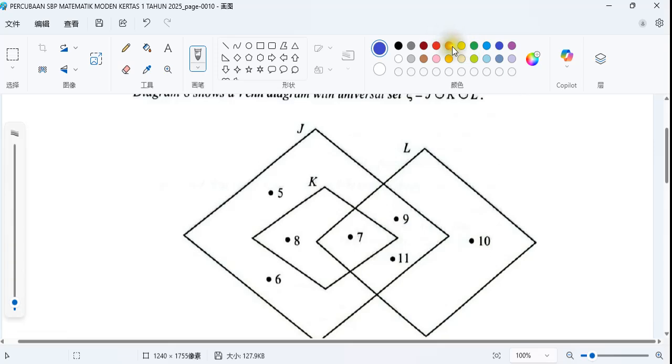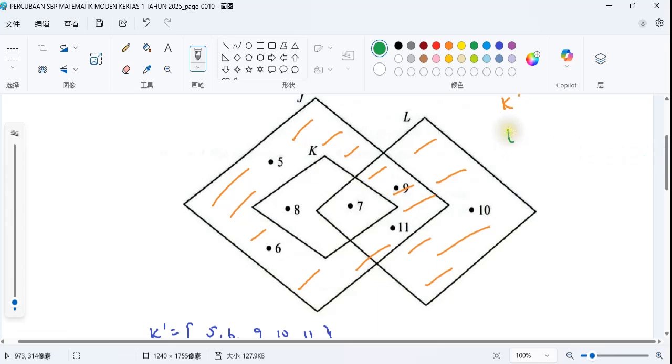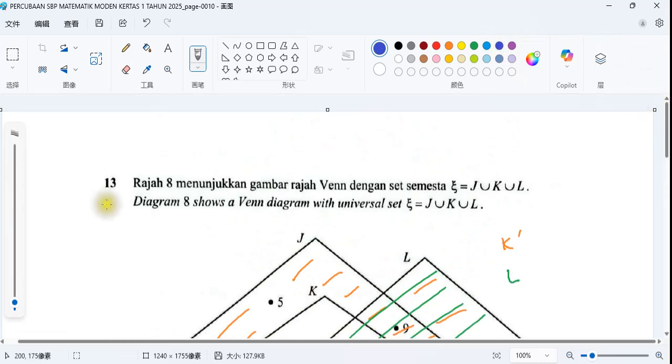Okay, outside of K will be this. So this is outside of K, so this is K prime. And we have L. L is this. Okay, so outside of K union with L will be 5, 6, 7, 9, 10, 11. Okay, this is Form 4, Chapter 4, Operation on Sets.